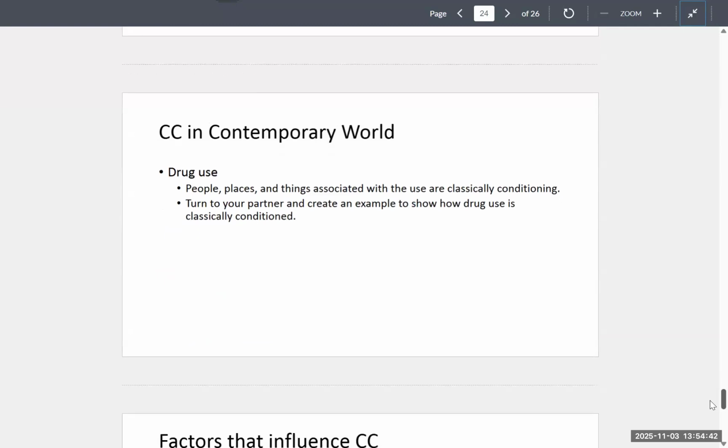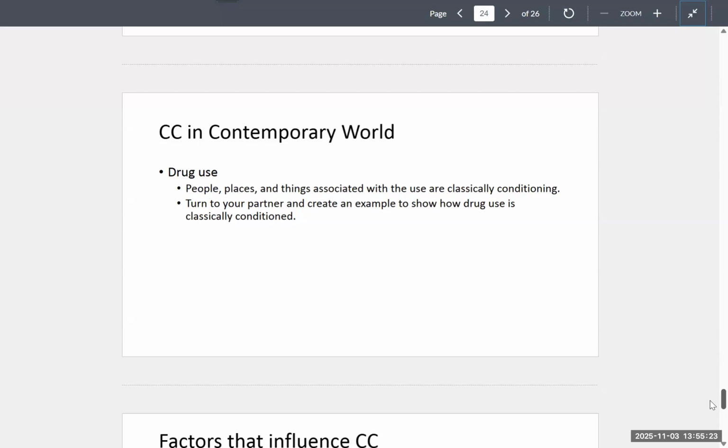Where else do we see classical conditioning in the contemporary world? In drug use. So, drug use, the people, places, and things that are associated with the use of drugs are classically conditioned. When you think about drug use, there may be neighborhoods that you think about that are more heavily drug populated than other neighborhoods. There may be people that people think about that are associated with a substance. There may be like a couch or a car that's associated with a substance, things that are around.